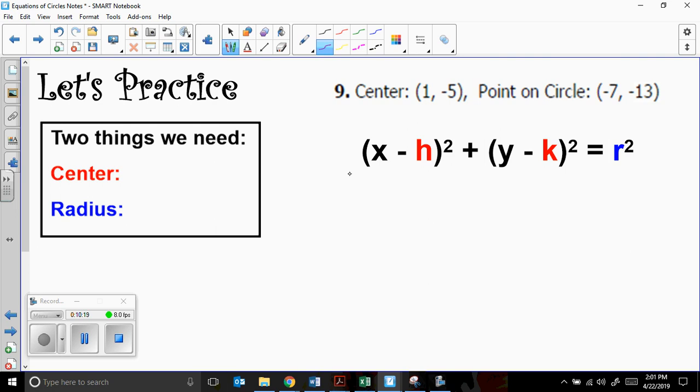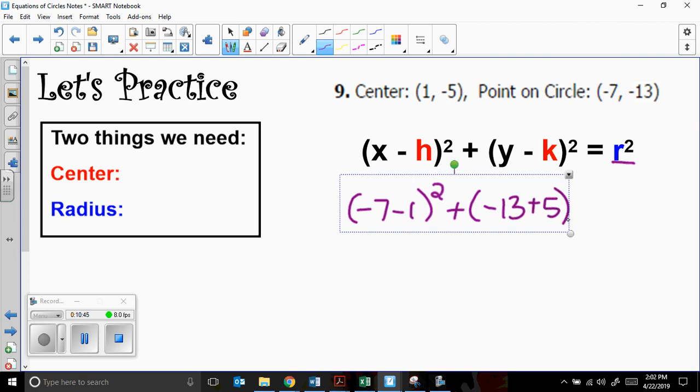Number 9, they gave us the center, but they also gave us a point on the circle. So we can plug the center in for h and k, and we can plug in the point on the circle for x and y, and we can figure out what r squared is. So let's do that. So we get -7, minus 1, squared plus y, which is -13, plus 5, squared equals the radius squared.